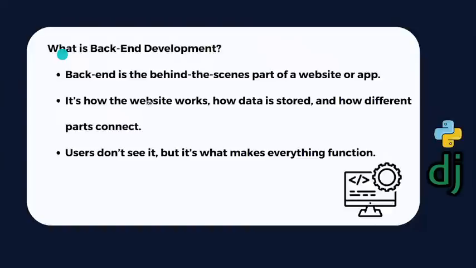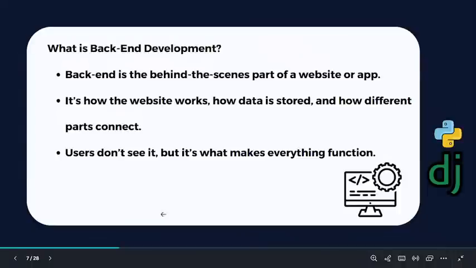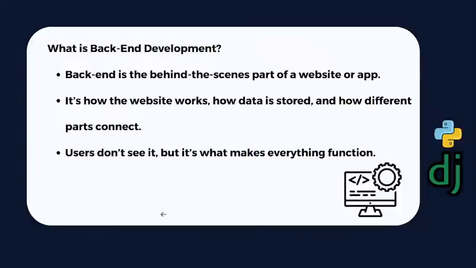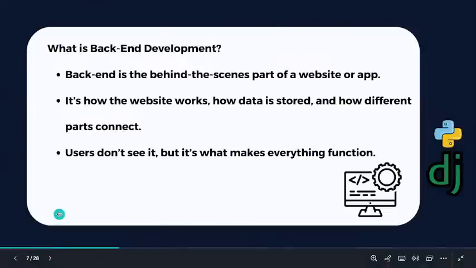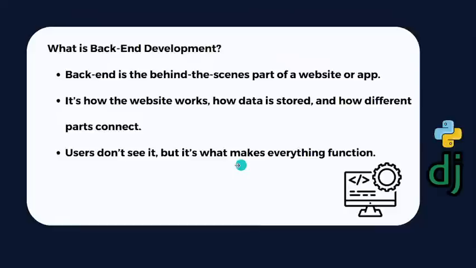How the data is stored, how the different parts are connected, basically the functionality. These are the things of backend. Understand? The user doesn't see that. The user sees only the front end. The backend handles the server side logic and database. The user doesn't see it, but it makes everything function. Basically, the functionality purpose is called backend. It is behind the scenes.